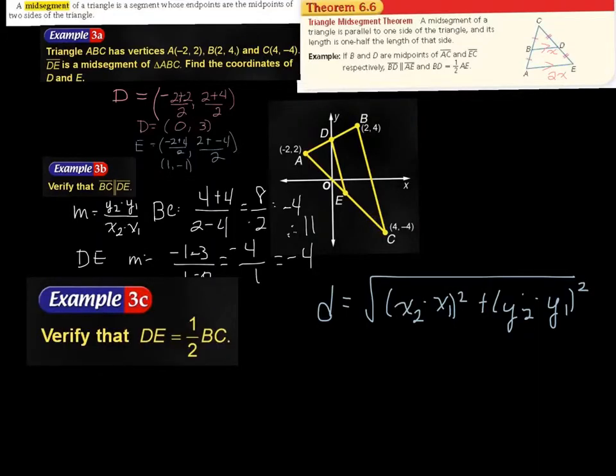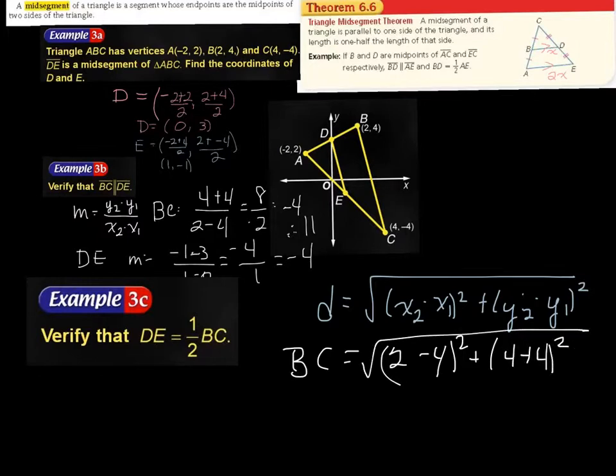To verify that DE is half the length of BC, we're going to have to use the distance formula twice to find both of their lengths. Let's do BC first, since that's the one they gave us the points for. So BC, our x's, doesn't matter which one we do first. Let's go 2 minus 4, and our y's, 4 minus negative 4. I am lazy, I'm just going to put a plus. And then we have to take the square root of that whole thing.